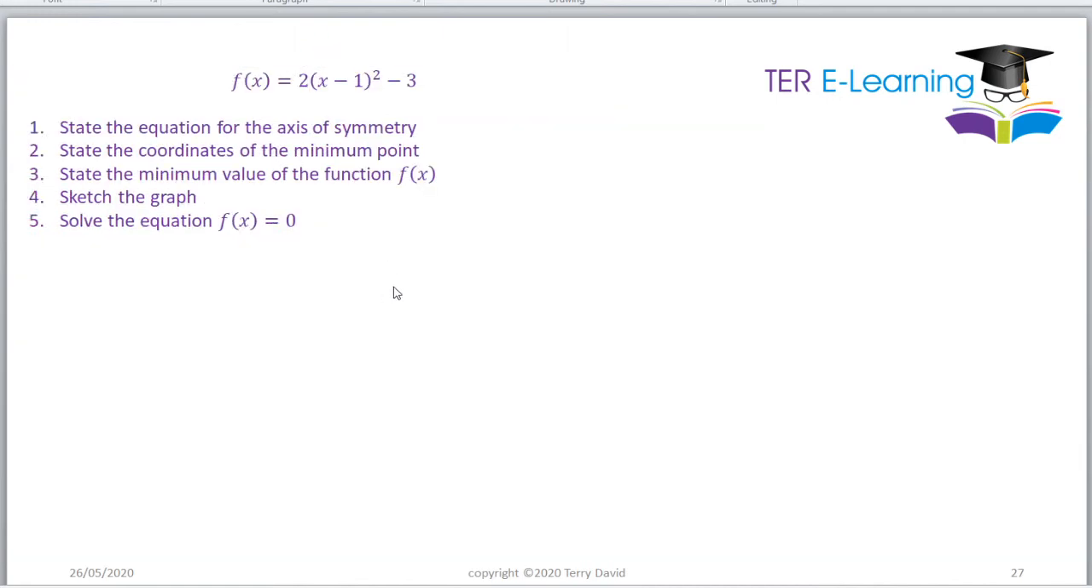Alright, so we have a next question here. I just want the answers for question 1. State the equation for the axis of symmetry.